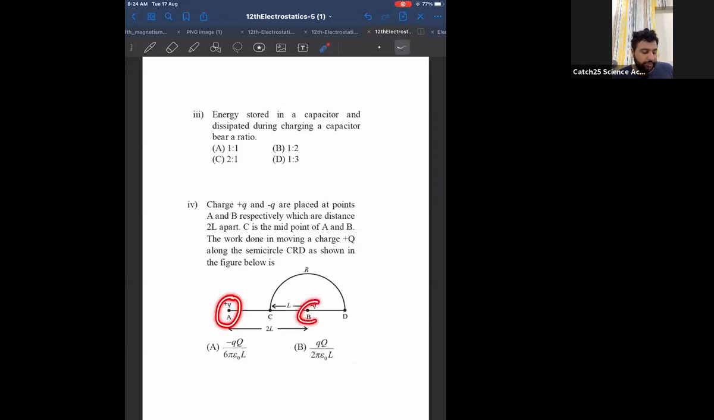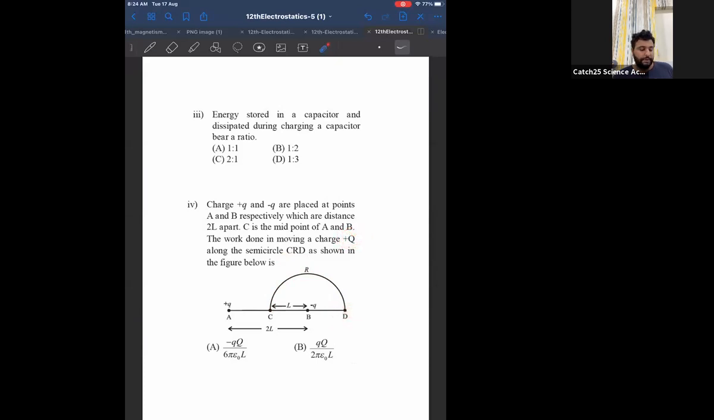Because these two points have charges. Can I say potential is only affected by charges? Therefore, can I say, listen to me carefully, our final point is D, because when I move along the semicircle CRD, tell me where will the charge go finally?